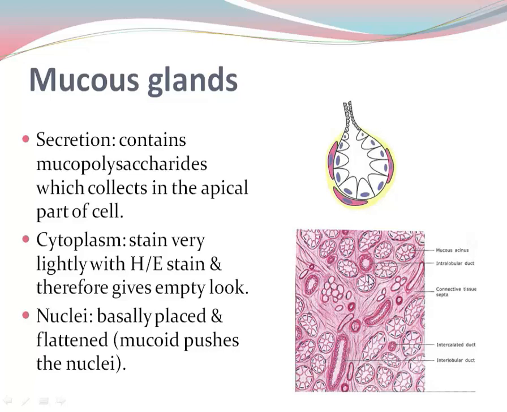So all these are mucus glands, and you see the nucleus, but you will not see much stained color in the central portion of these centrally directed epithelial cells. Light color stain with hematoxylin eosin is the characteristic of a mucus gland, and their nuclei are basally placed and flattened. The mucoid pushes the nuclei, so you see nuclei are more flattened and basally placed. In the earlier serous glands, we saw they are very round but basally placed.